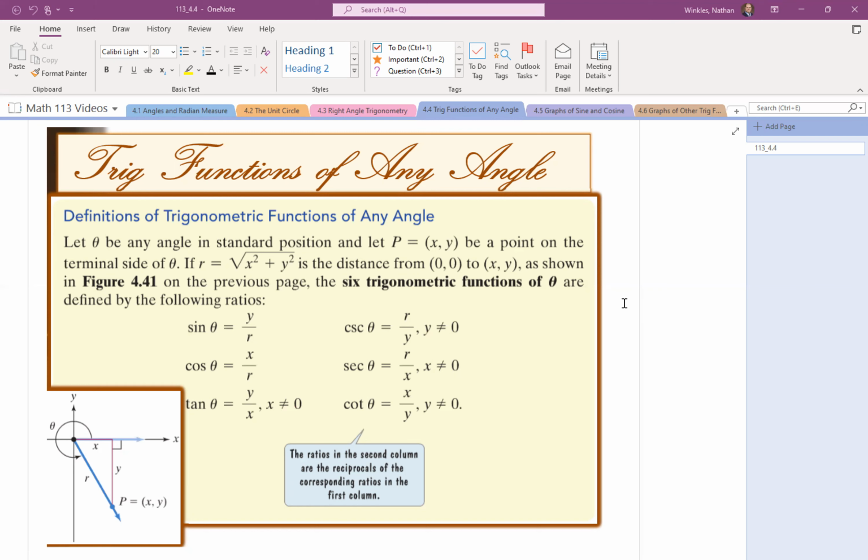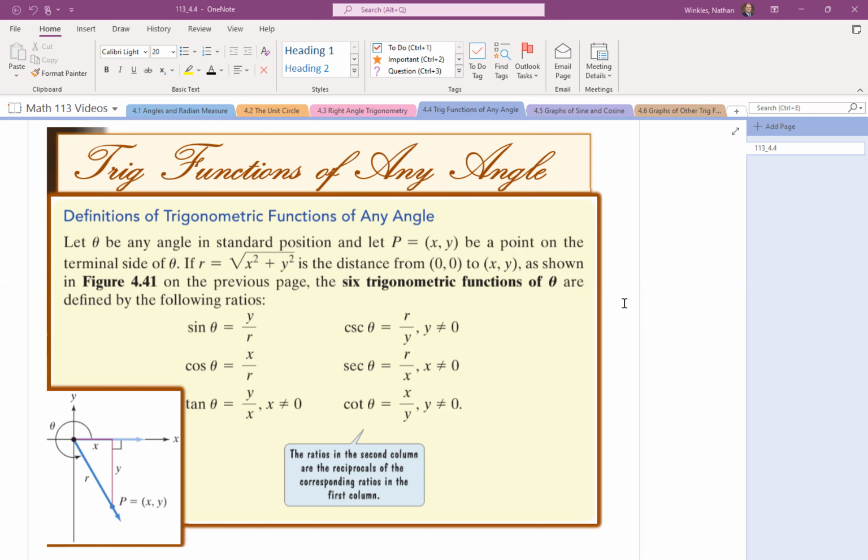So if we have these, no matter what we're given, we can always find our six trig functions. So if we have these, this allows us to see different things for any angle out here. So let's look to see what we mean.